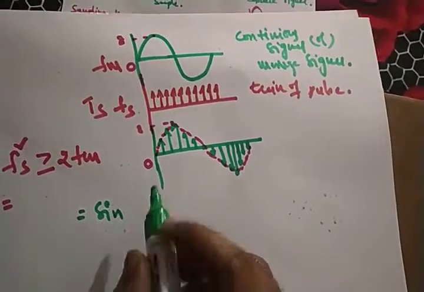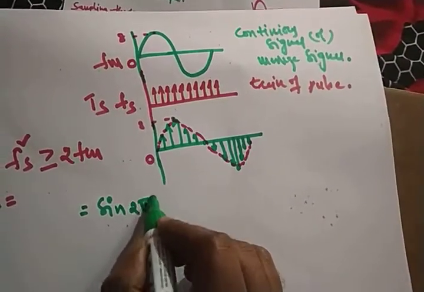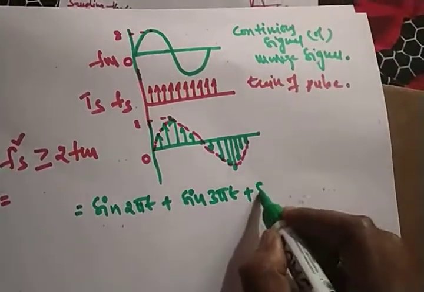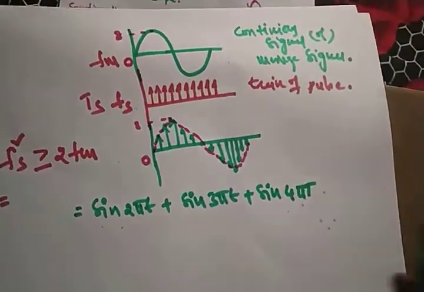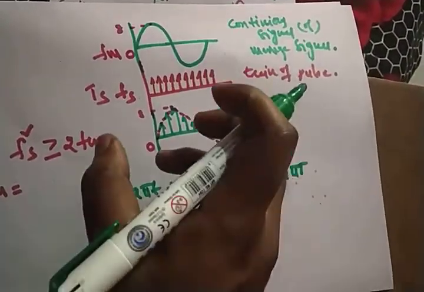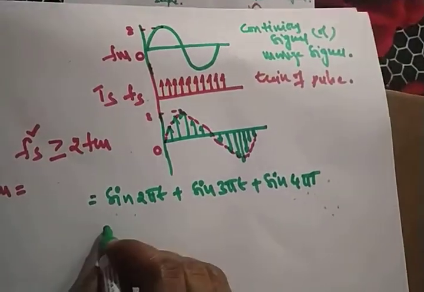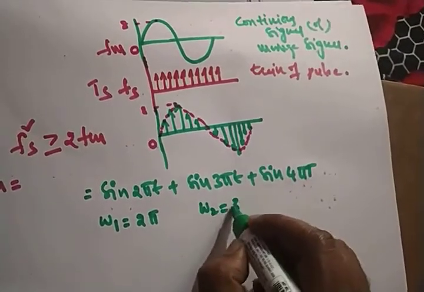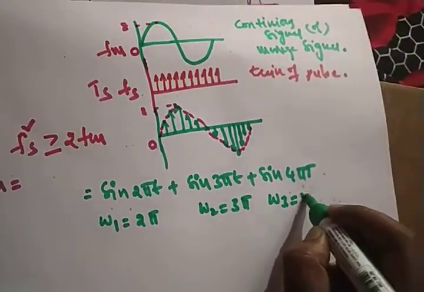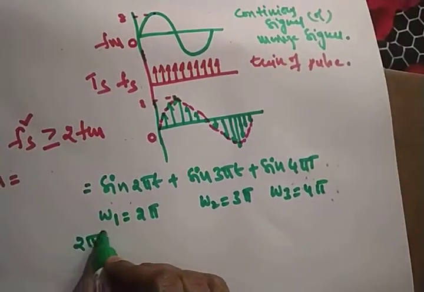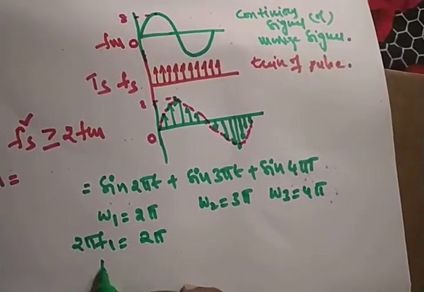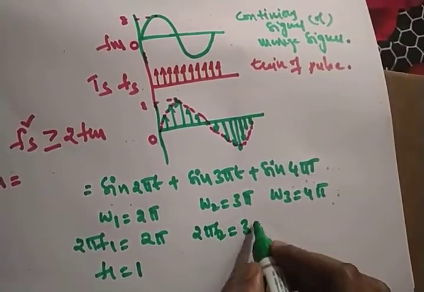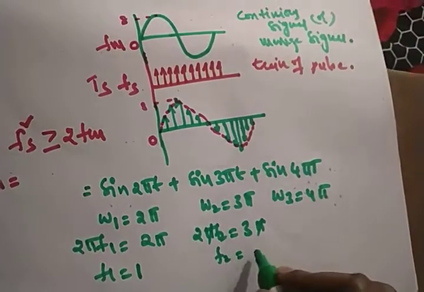Suppose the signal is sin 2 pi t plus sin 3 pi t plus sin 4 pi t. From that you have to find out which one is the maximum. So what is omega 1? 2 pi. Omega 2? 3 pi. Omega 3? 4 pi. So 2 pi f1 is equal to 2 pi, so f1 is equal to 1. 2 pi f2 is equal to 3 pi, so f2 is equal to 3 by 2.